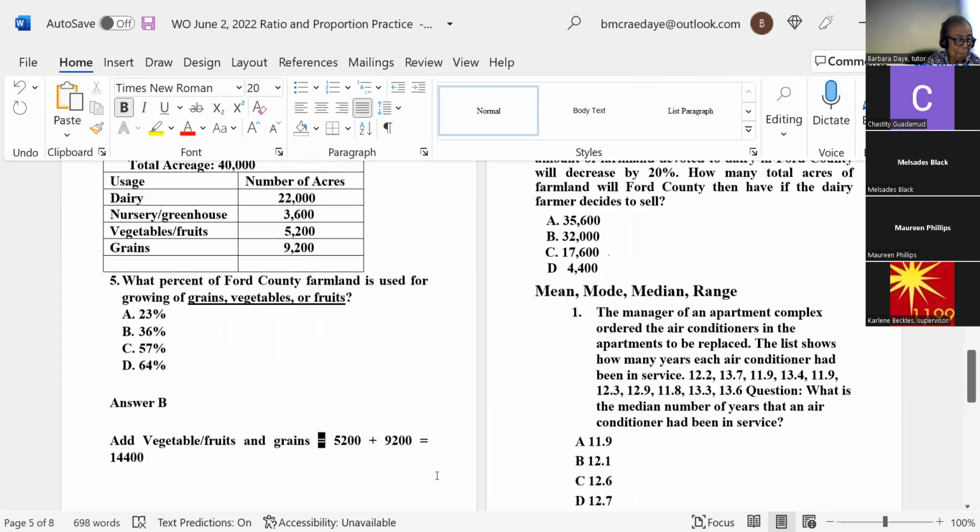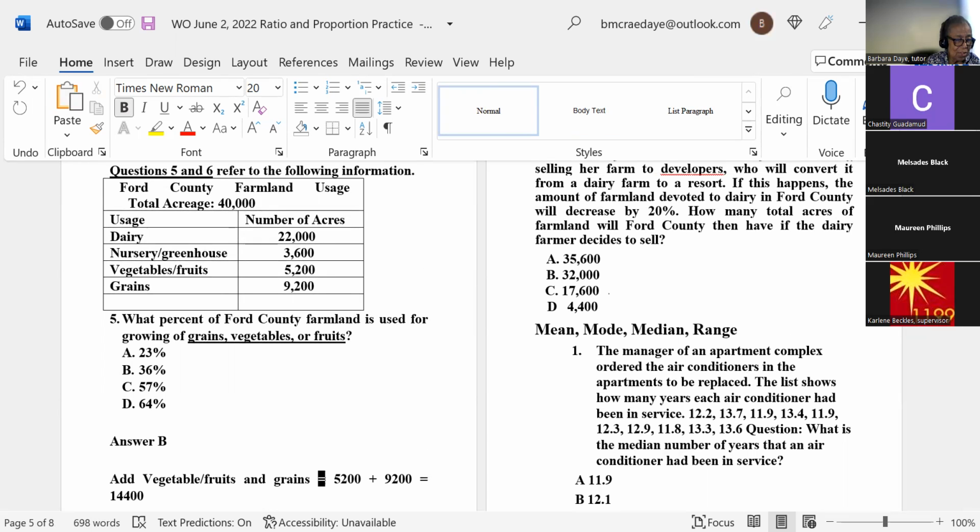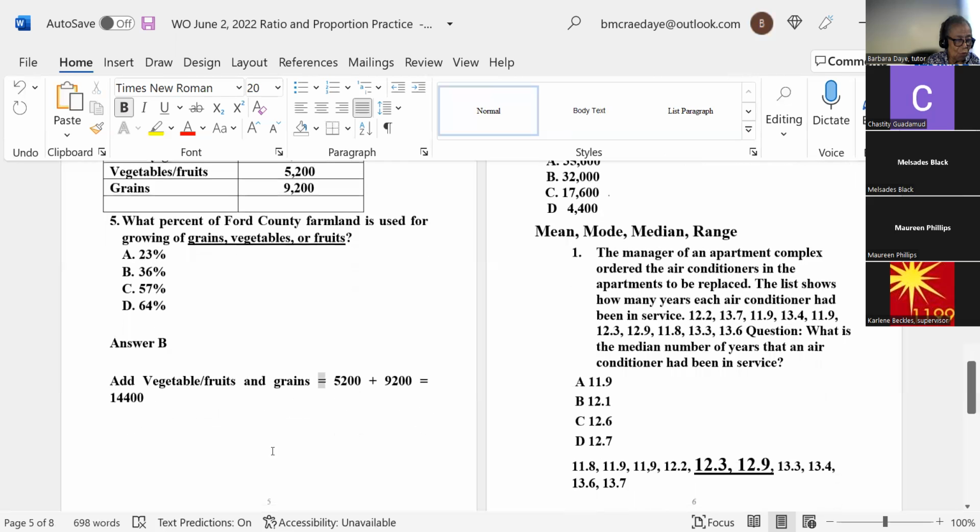Then I divide it by the 40,000. Right, because it says what percent is used for growing, but they told you the total acreage was 40,000. So you took that 14,400 divided by the total of all the acreage. And what did you get, Maureen? You got 0.36, right? And that's equal to 36%. Shift the decimal point 2 places to the right, the same as multiplying by 100.